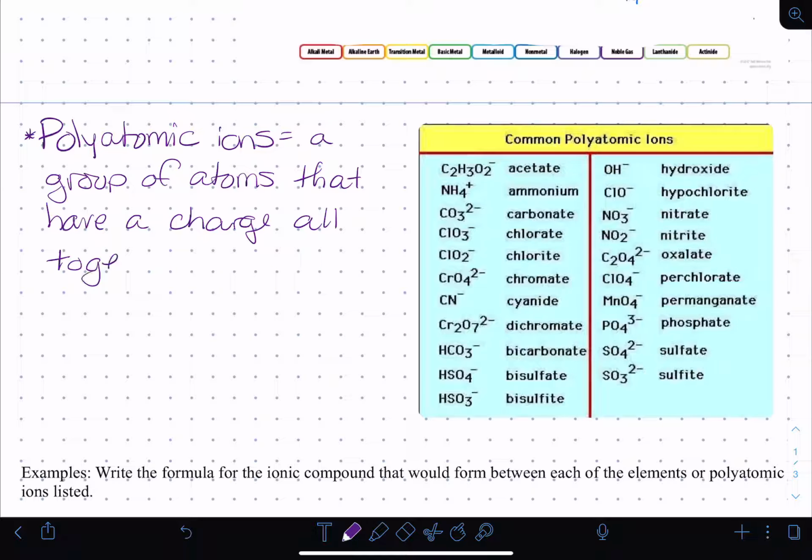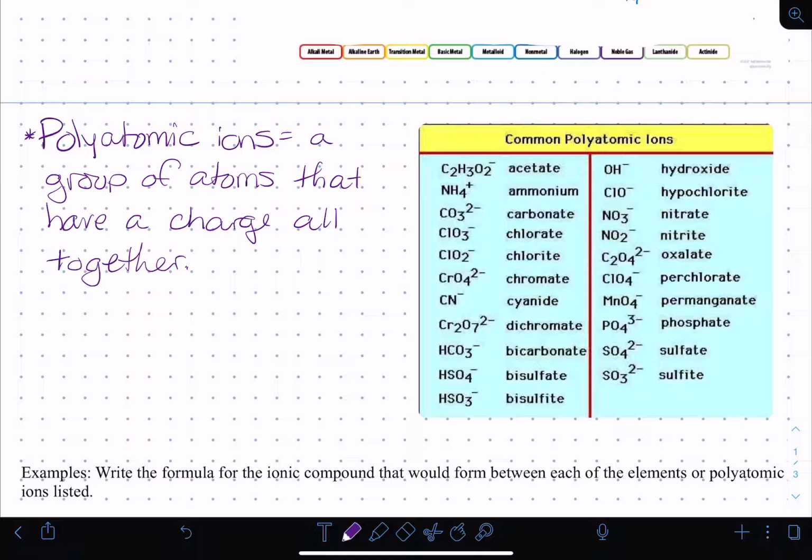So there's a list of some of the more common ones to the right. You don't need to memorize this or anything. But what this essentially is showing you is that this group of atoms together, C2H3O2, collectively has a -1 charge. So that whole thing is functioning as one unit with a -1 charge overall. So a lot of ionic compounds use these polyatomic ions, so you'll want to keep a list handy. I will post a list along with this.